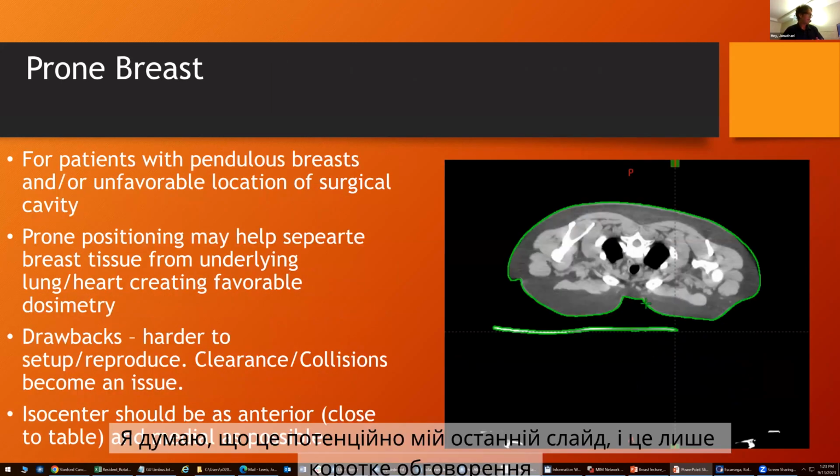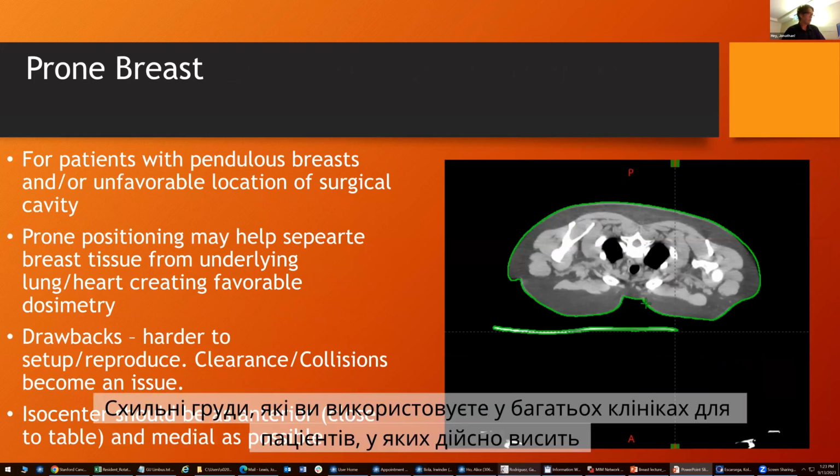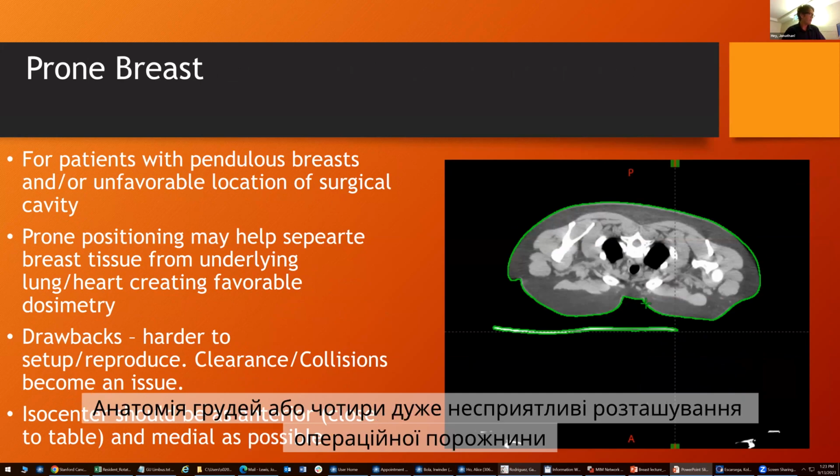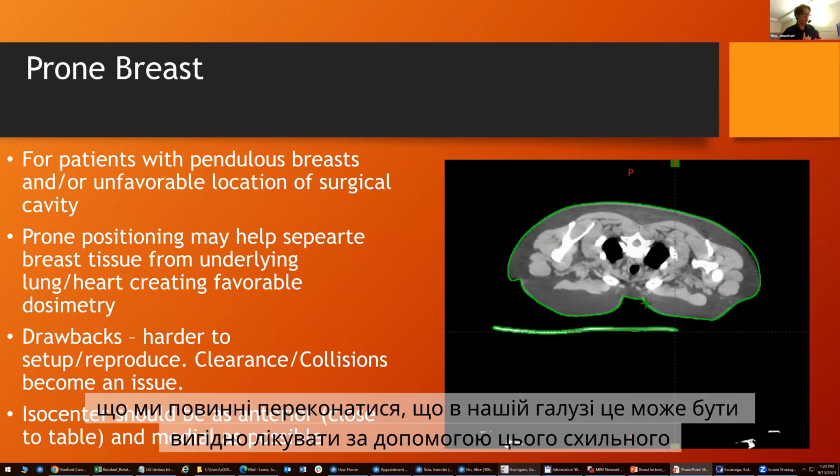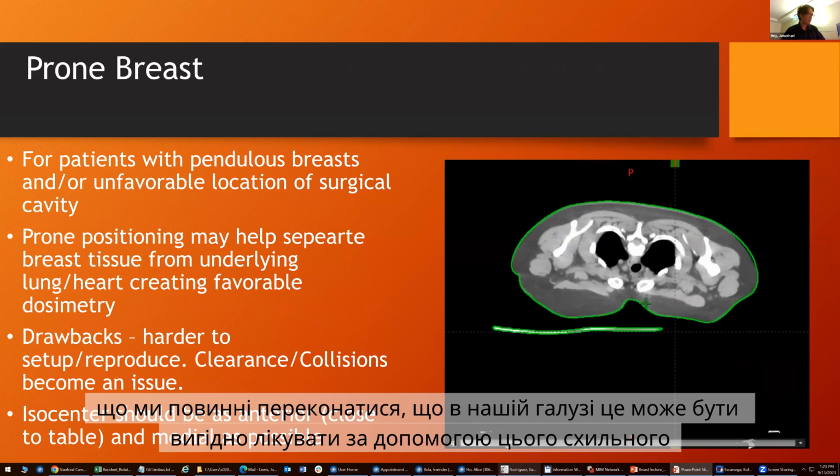I think this is my last slide, potentially, and this is just a brief discussion about prone breast, which a lot of clinics do use for patients who have really pendulous breast anatomy or for very unfavorable locations of the surgical cavity that we need to make sure is in our field. It can be advantageous to treat using this prone setup.